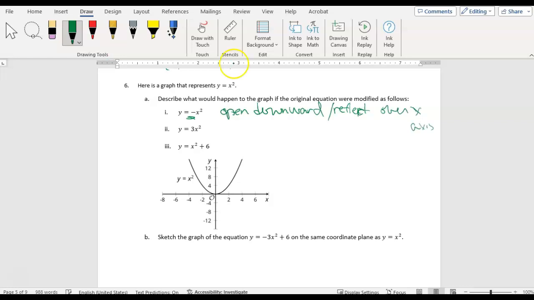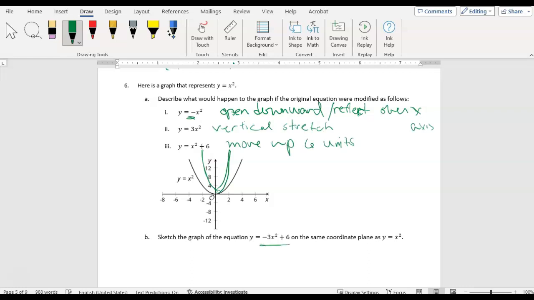This next one, it would become skinnier, or we can say it would have a vertical stretch. Because we're multiplying by 3, our values are going to increase faster, right? And so it would have a vertical stretch. And then for this one, it would move up 6 units, or you could say translate up 6 units.